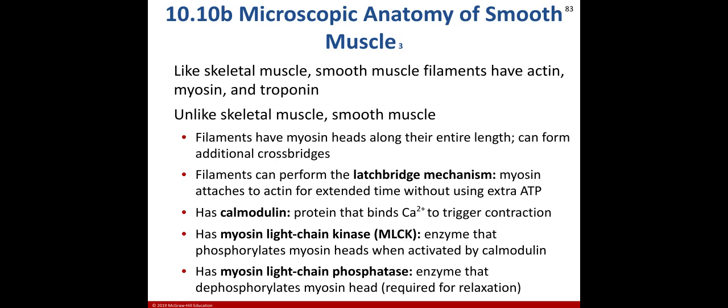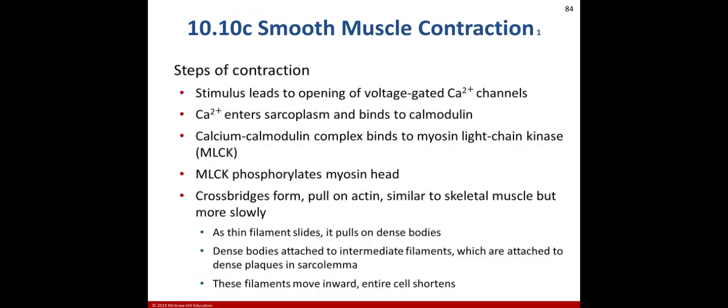And then we have some enzymes that are going to be responsible for either giving the phosphorus or taking the phosphorus away from the myosin head. The steps are a little bit different, but for our smooth muscle, there will be an opening of those calcium channels. Calcium will go into the sarcoplasm and bind with calmodulin. We'll get this complex that will activate the myosin light chain kinase. That is going to give a phosphorus to the myosin head.